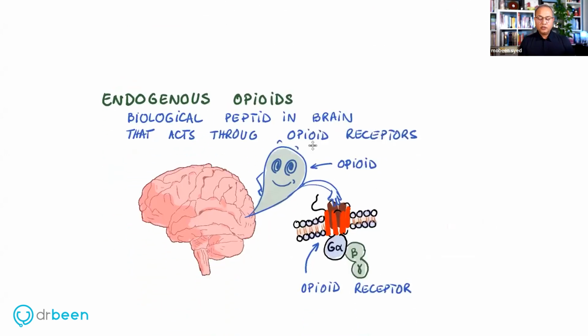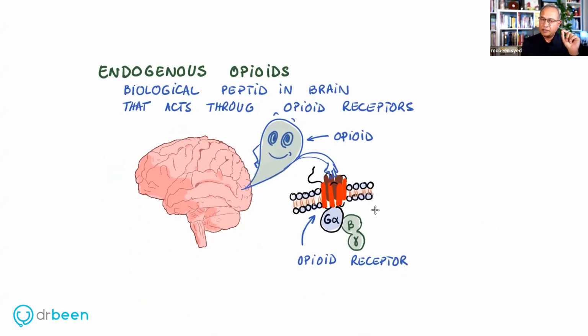Now, the endogenous opioids, these are biological peptides. Peptides mean tiny proteins, right? So these are biological peptides in the brain, and not just the brain, but brain stem, spinal cord. And you would see that even immune cells, for example, macrophages, have opioid receptors on them. And the GIT has opioid receptors as well. So there are a number of cells that have opioid receptors. But because opioids are found most commonly in the brain, brain stem and the spinal cord, that is why we say opioids are biological peptides in the brain that act through opioid receptors.